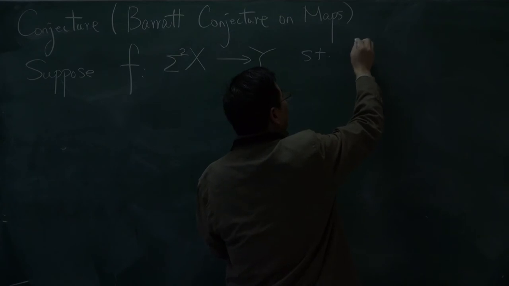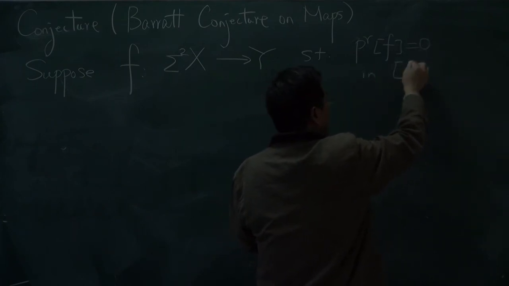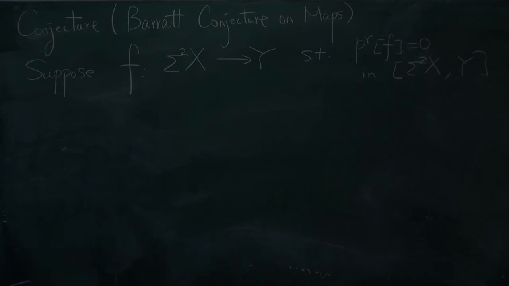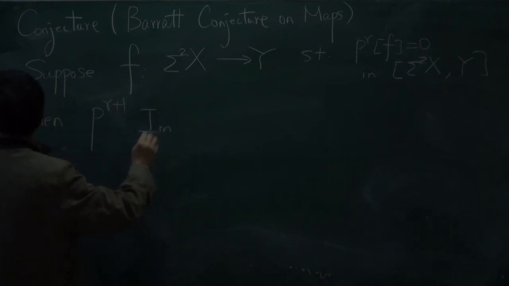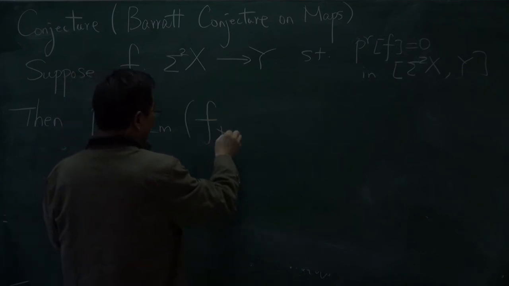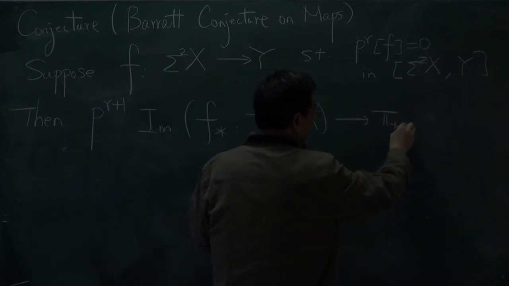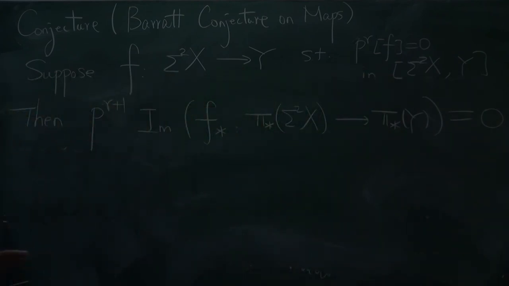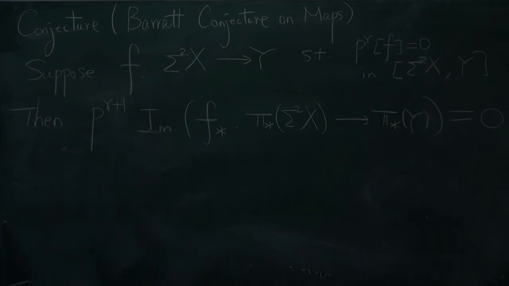p to the r times f equals 0 in the group here. It's a group. Then the conjecture says that p to the r plus 1 times the image of f star equals 0. The sensitive thing is that p to the r may not be 0, but if you just go one more step, it will be trivial.